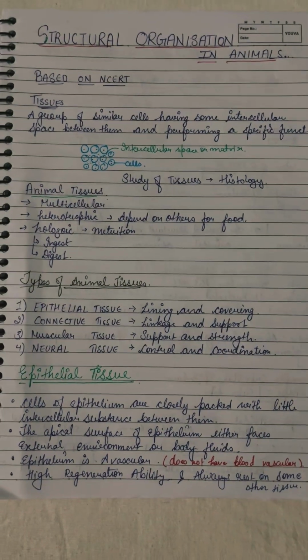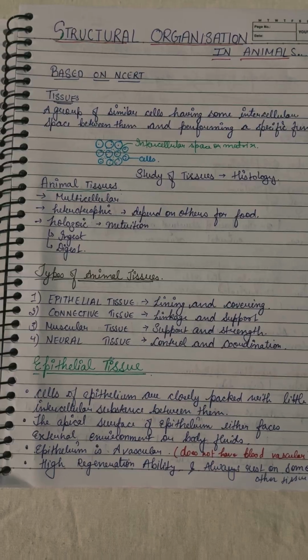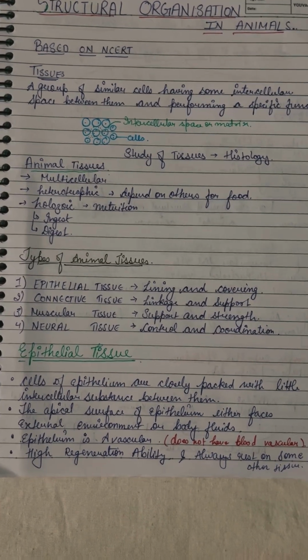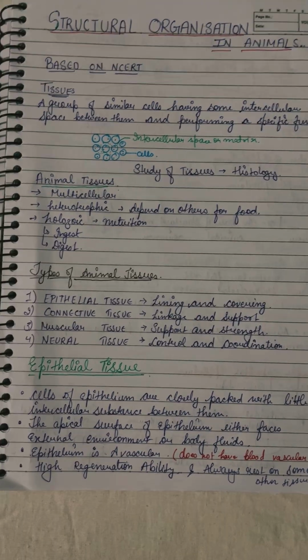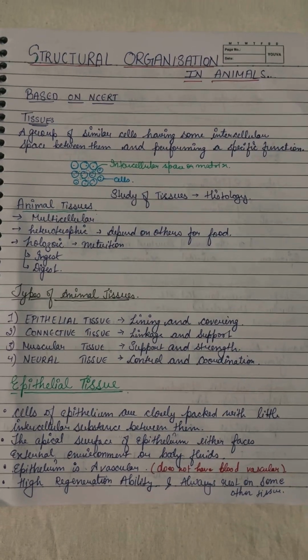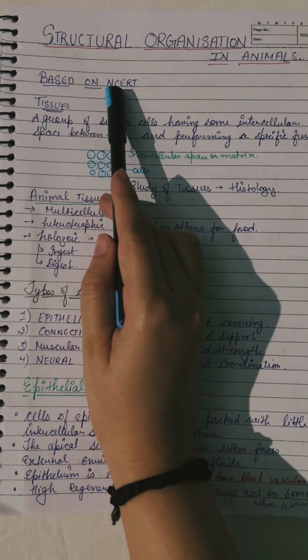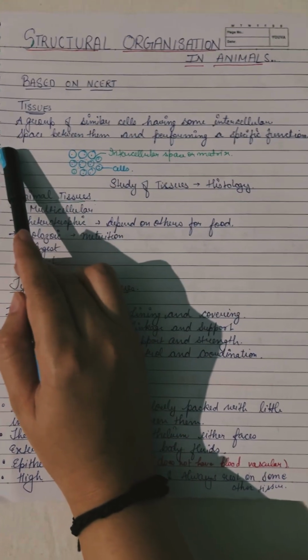Okay. So first we'll start with structural organization in animals. This chapter will be based on NCERT only. We'll study from NCERT. These notes are from NCERT only. Okay, so the first is tissues.